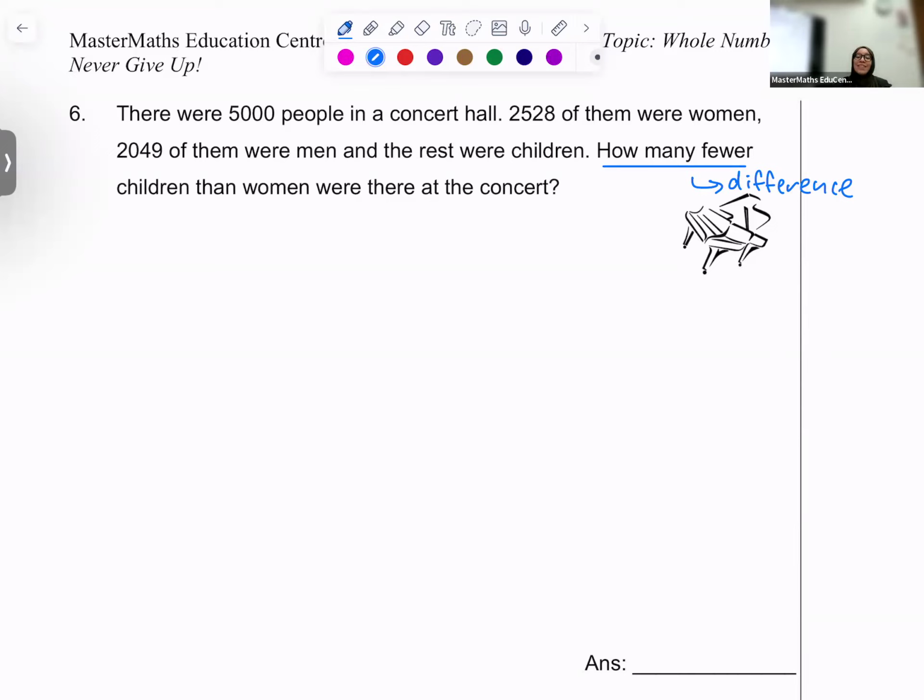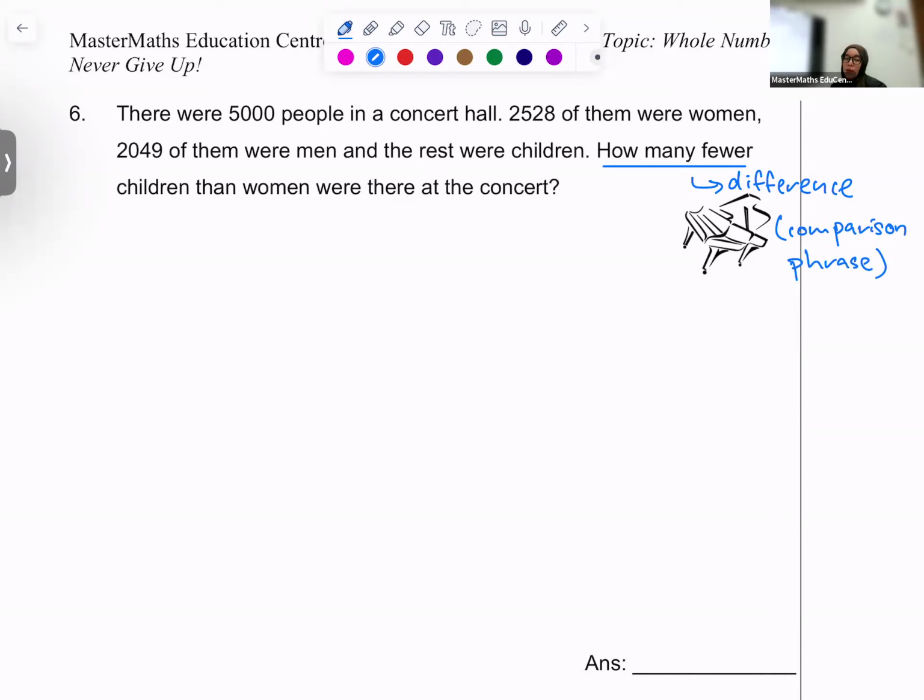A comparison model. Remember there are two kinds of models? Part whole or comparison model. So if you have a comparison phrase, then you draw a what model? Comparison model. Okay? If we have a comparison phrase, we have to draw a comparison model. That means we have different rectangles, one on top of the other.